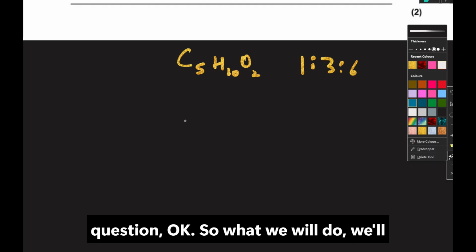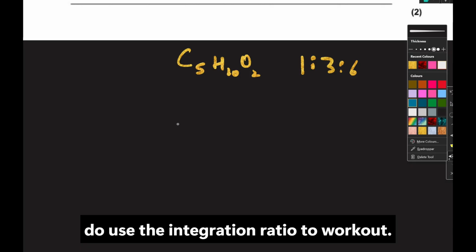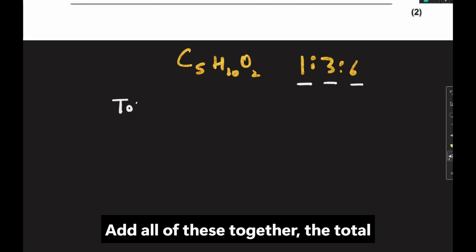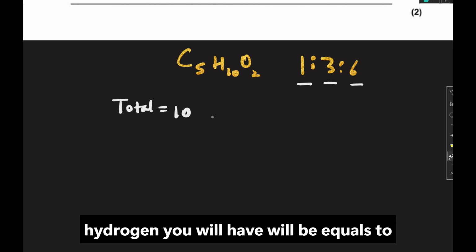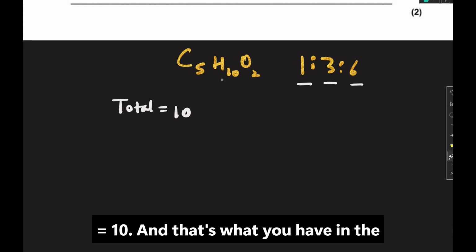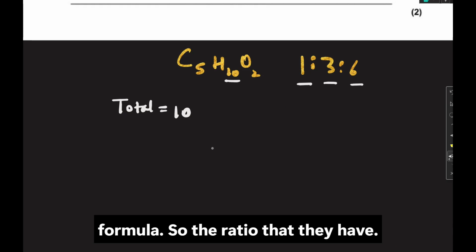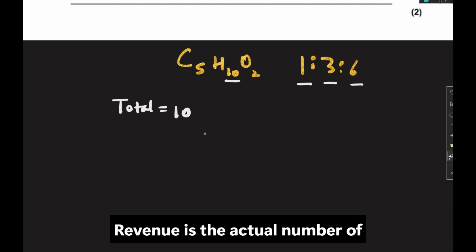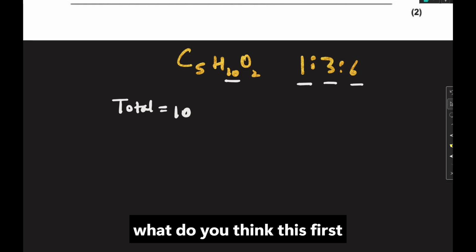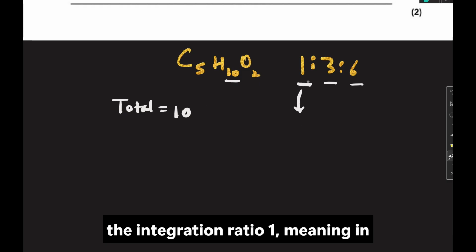So what we will do is use the integration ratio to work it out. If you add all of these together, the total hydrogen will be equal to 10, because 6 plus 3 plus 1 equals 10, and that's what you have in the formula. So the ratio that they have given you is the actual number of hydrogens.